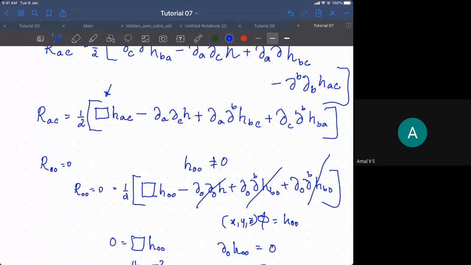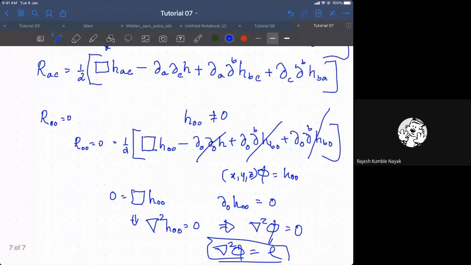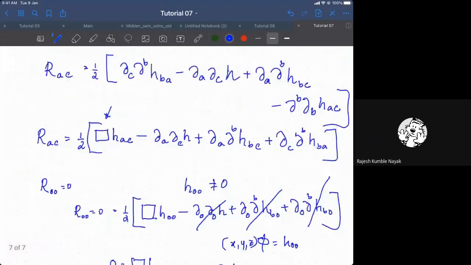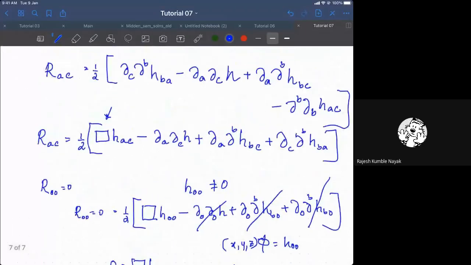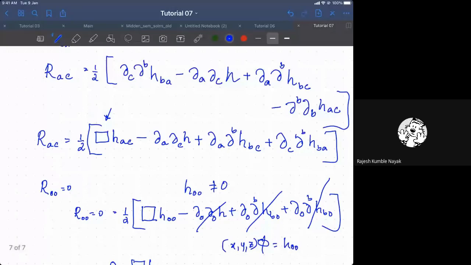Shouldn't there be a negative sign in front of the box term? Yeah, there was a negative sign, where did it go? But since you are setting it to 0, it is all right. Right? I missed a negative. Sir, when you write this first one, I remember a minus sign here.